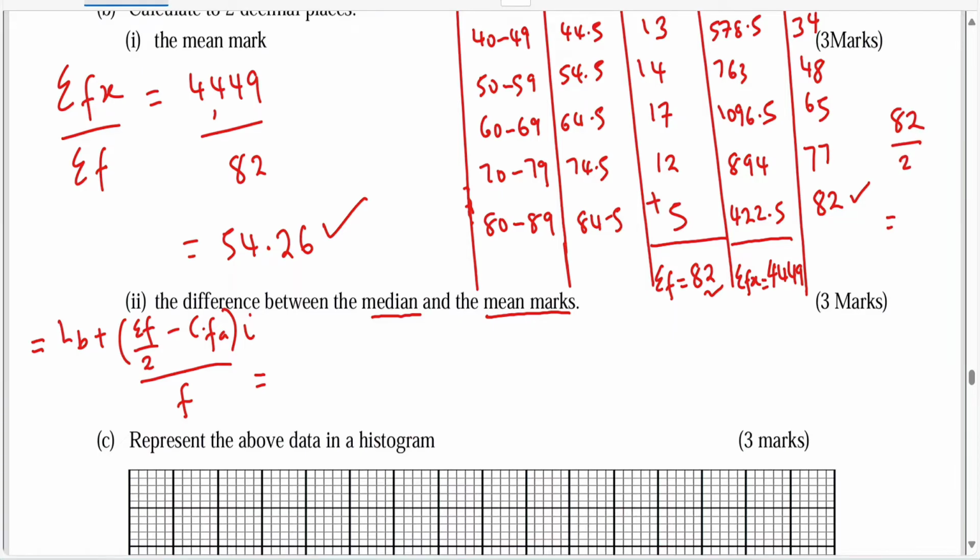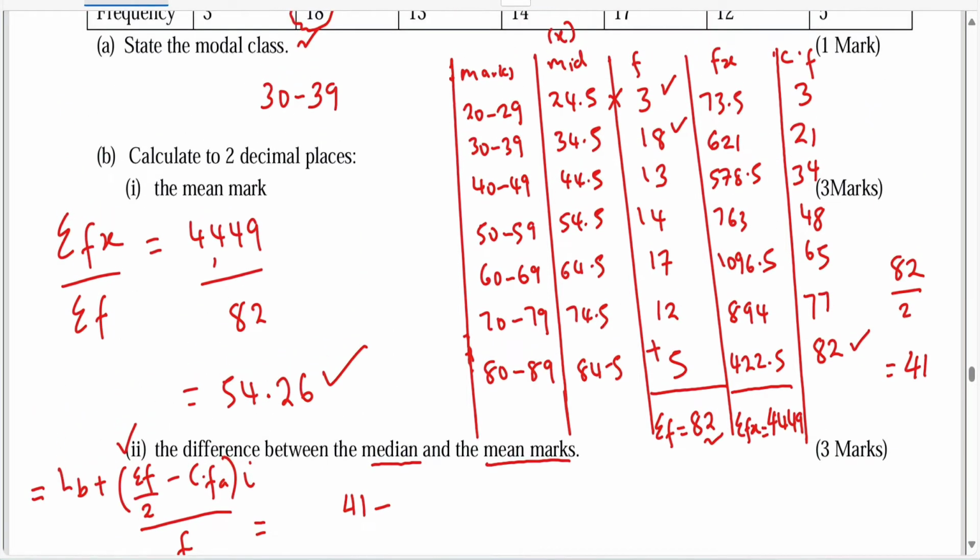So 82 divided by 2, which is sum of f divided by 2, gives you 41. So you start here by writing 82 divided by 2, which is 41. Basically we finish with sum of f divided by 2 minus cumulative frequency above. But now after dividing by 2, you have to locate where 41 is under the cumulative frequency. So 41 is around here. You just highlight the whole row so that it can help us in finding the median.